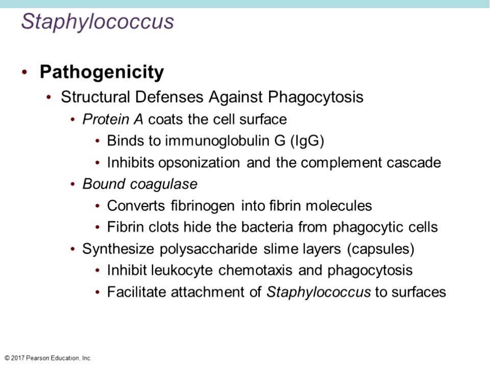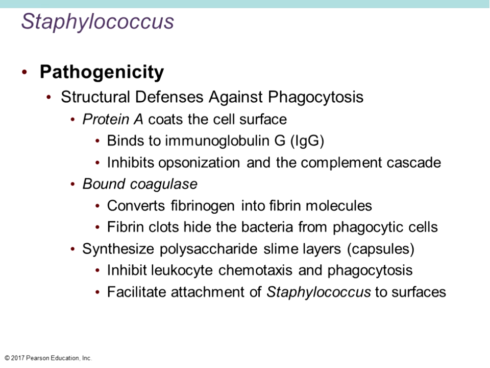So there are structural defenses against phagocytosis. We talked about protein A and bound coagulase, which converts fibrinogen into fibrin and allows the bacteria to hide in there. And then the one that we hadn't talked about is the synthesizing of these slime layers, or the capsules around it, and that prevents your white blood cells, or the leukocytes, from undergoing chemotaxis, or being drawn towards the bacteria, because they're kind of hiding in that slime layer. And then it also prevents the attachment of phagocytic white blood cells like neutrophils or macrophages to eat that bacteria because of this slime layer. It's kind of slippery as a result.